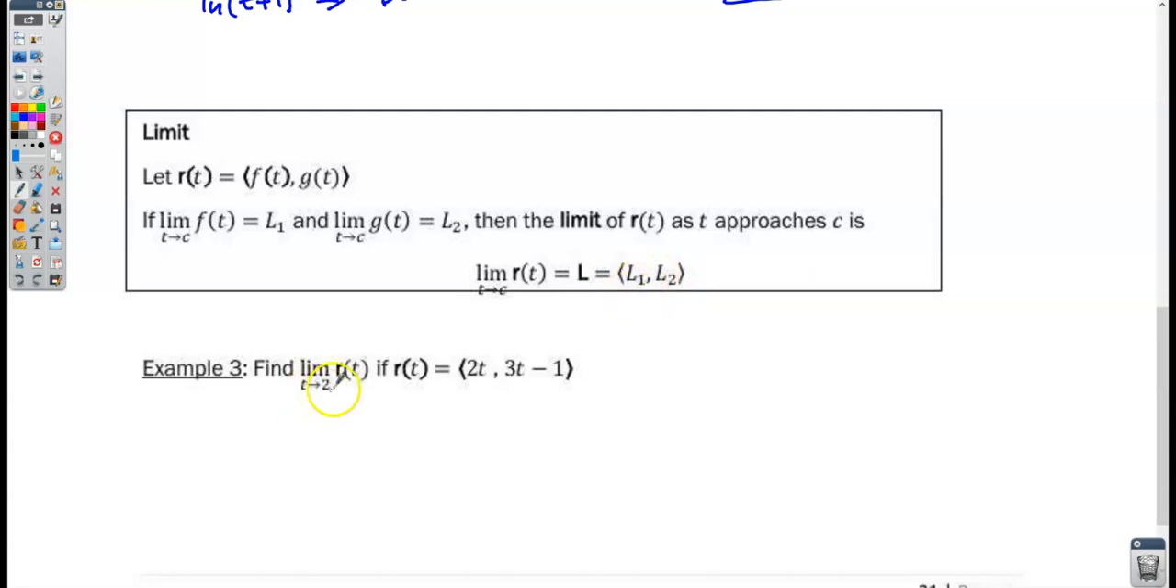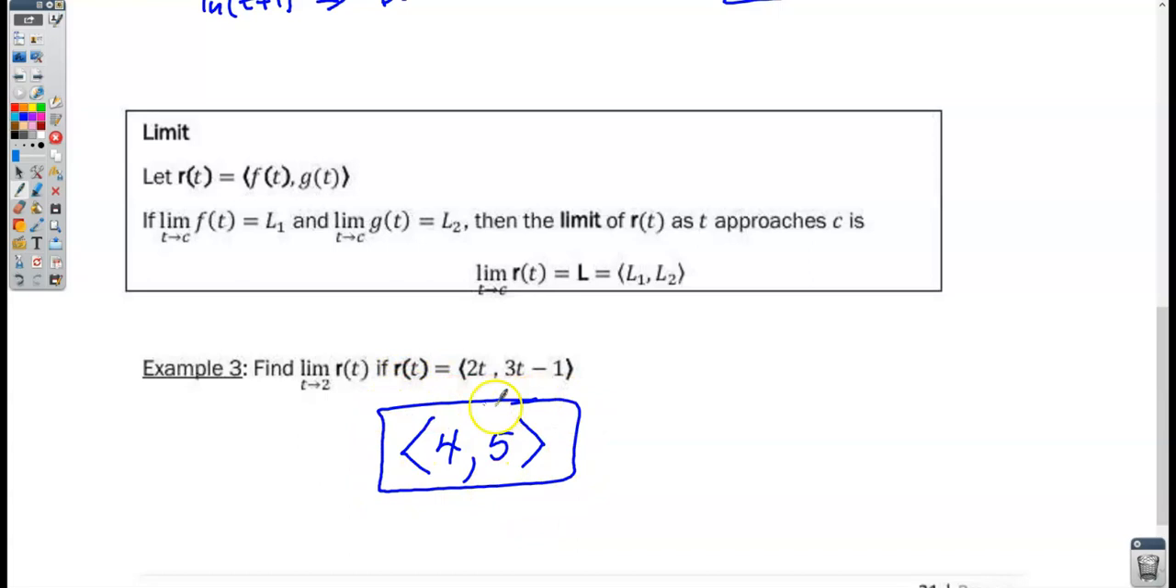So if I want to find the limit as t approaches 2 of r of t, if that's my vector-valued function here, this is going to be equal to the limit as t approaches 2 of 2t, which we can just find is 4, and the limit as t approaches 2 of 3t minus 1, which is just going to be 5. And so the limit of this vector-valued function r is the vector 4, 5. The limits of vector-valued functions are vectors.